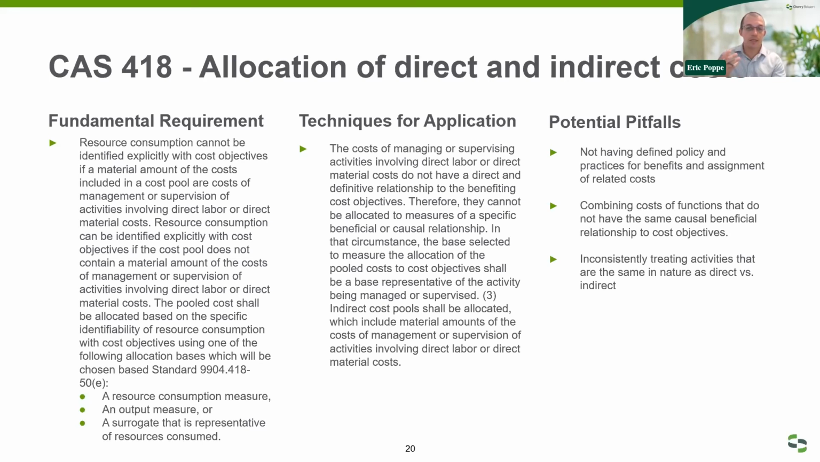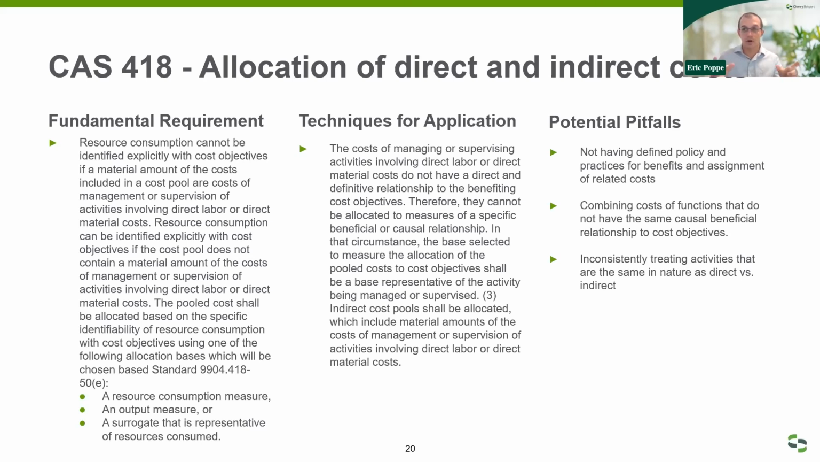So it is a catch-all standard that talks about the definitions of direct versus indirect, how you accumulate and how you allocate it out. And also being able to, let me backtrack a second, defend the reasonableness of that allocation. The potential pitfalls with this really are not having a defined policy or practice that shows the assignment of the costs and how they should be allocated out. Another example of a potential pitfall is combining costs of functions that do not have the same causal beneficial relationship and then allocating them out.